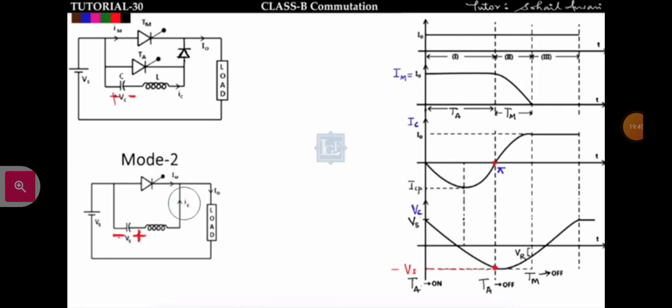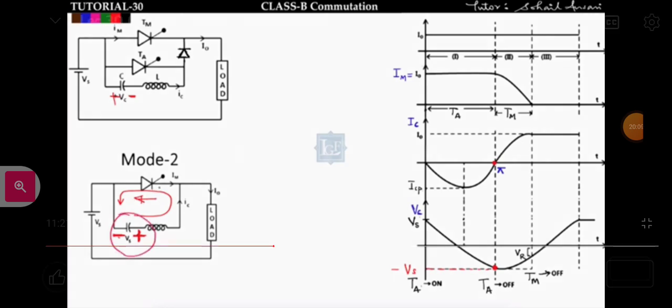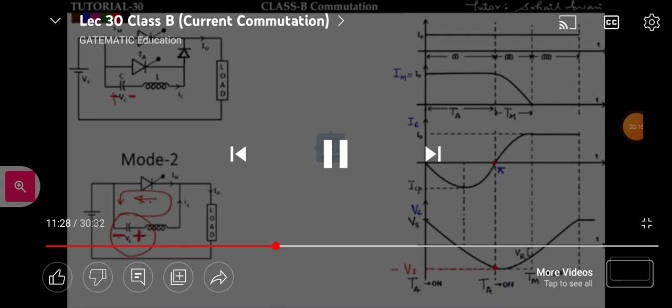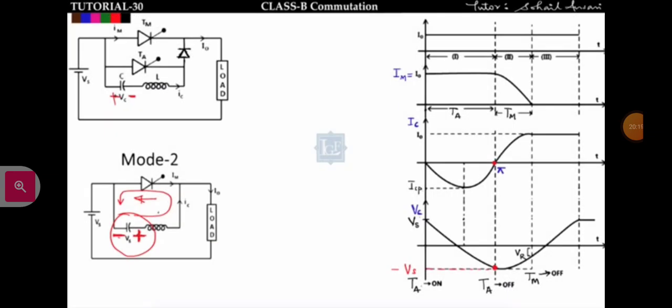The moment this diode starts conducting, this capacitor will again discharge through L as well as this diode and this thyristor. You can see that the current across this thyristor because of this capacitor is from right to left, that is opposite to the main current. So in mode 2, this capacitor will discharge through L, the diode and the main SCR in the anti-clockwise direction, and it will give energy to this inductor.